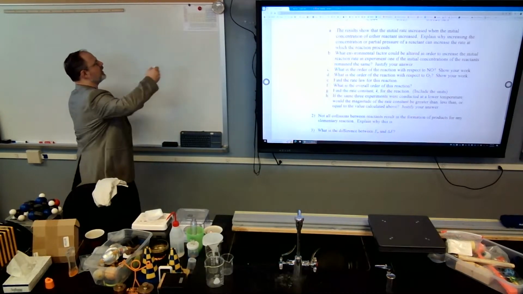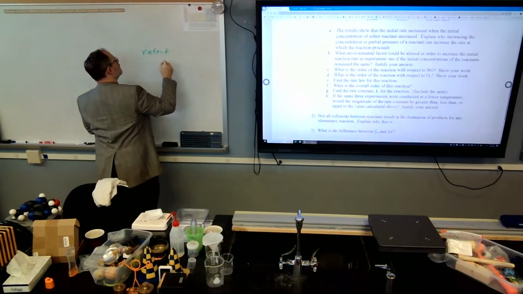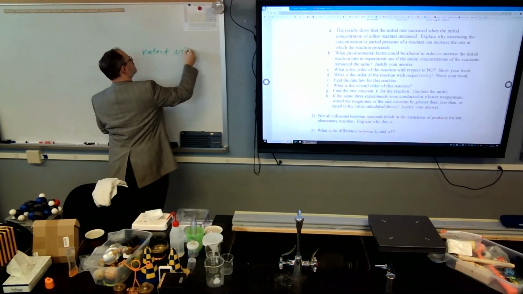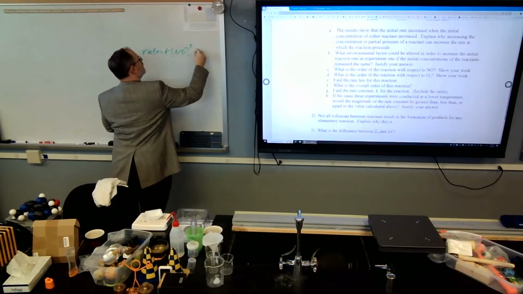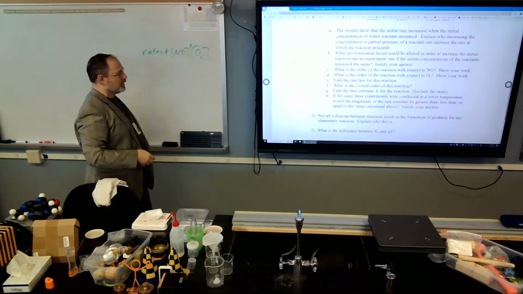Whenever it says rate law, write the whole thing. Rate equals K, NO2, and then oxygen. NO second order, oxygen first order. Good. That's what you're.